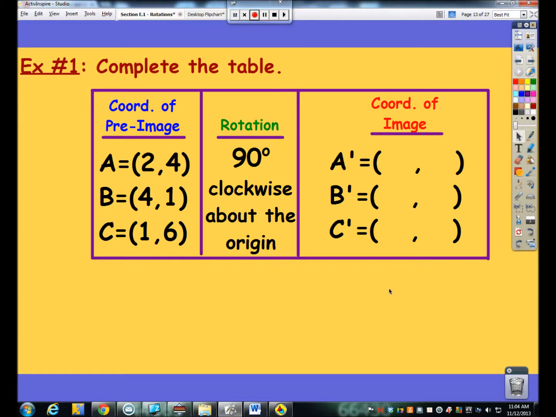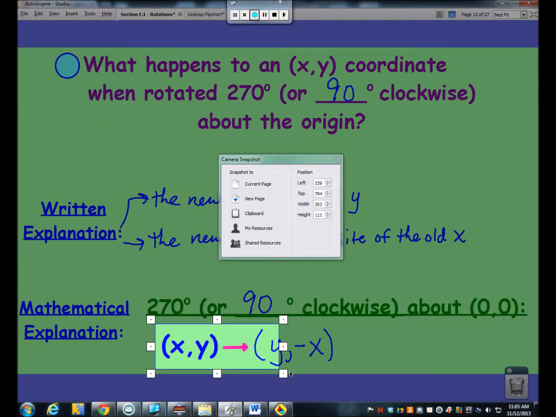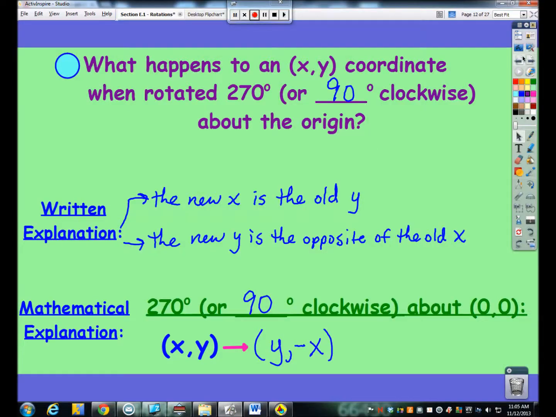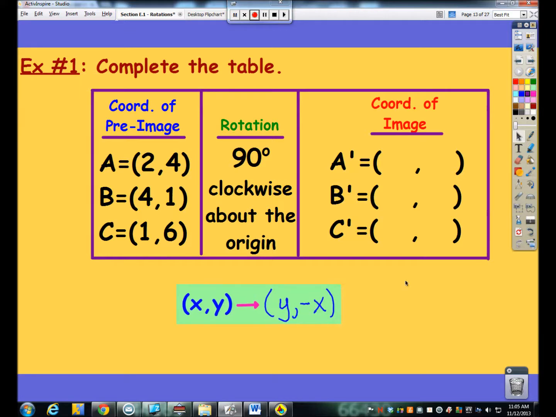All right, so now we're going to use those 3 rules, and we're going to figure out some image coordinates from our pre-image coordinates. So 90 degrees clockwise about the origin. Well, 90 degrees clockwise, we just said was like this one, really 270 counterclockwise. So we just want to take, and this will be easy for me, I can just copy and paste. So this is the rule we want to follow. Okay, so the thing that stayed the same was the old y-coordinate is just now the new x-coordinate.